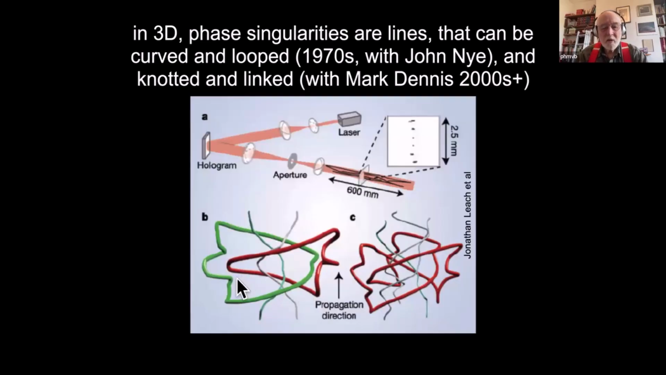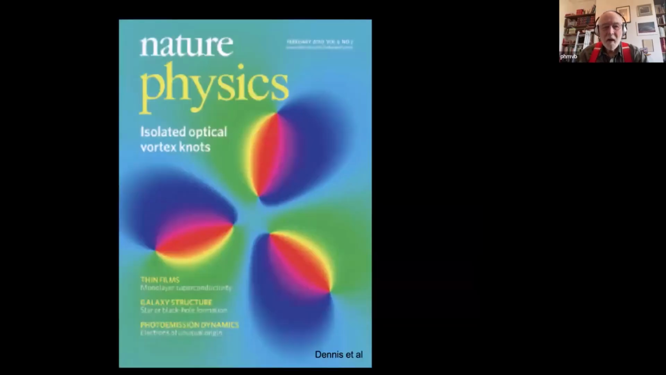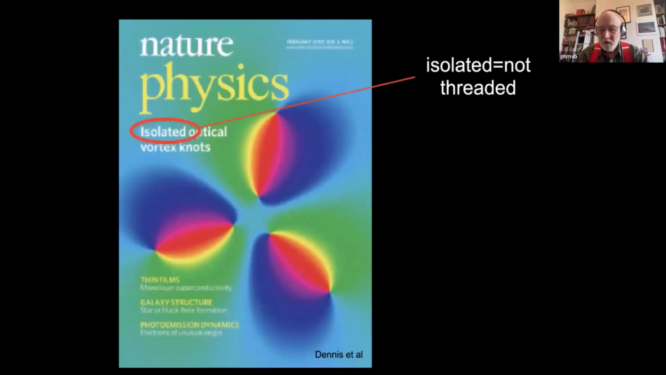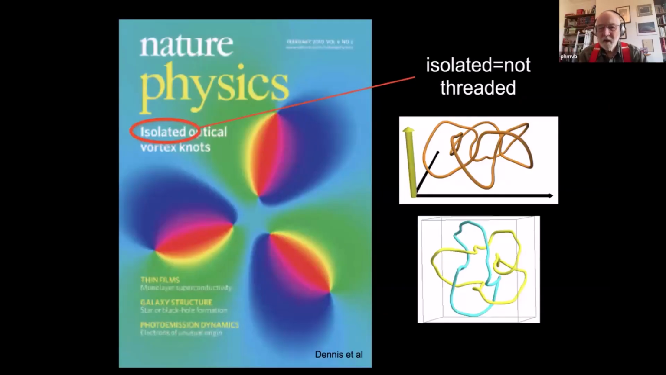Well, here are 2 linked phase singularities, threads of darkness, and here is a knot. The ones that we made had the unpleasant feature that they were threaded. We didn't want them threaded by helices of other vortex lines, these knotted threads of darkness. But Mark has pursued this and extended this work in great detail and produced isolated knots that are not threaded, and there are experiments now measuring them.